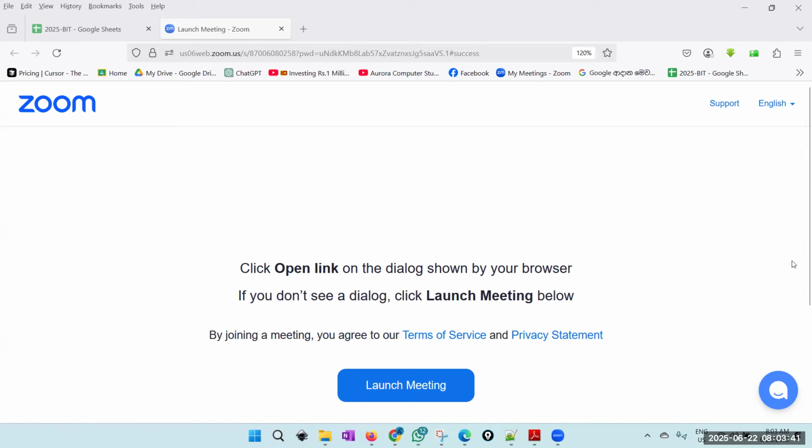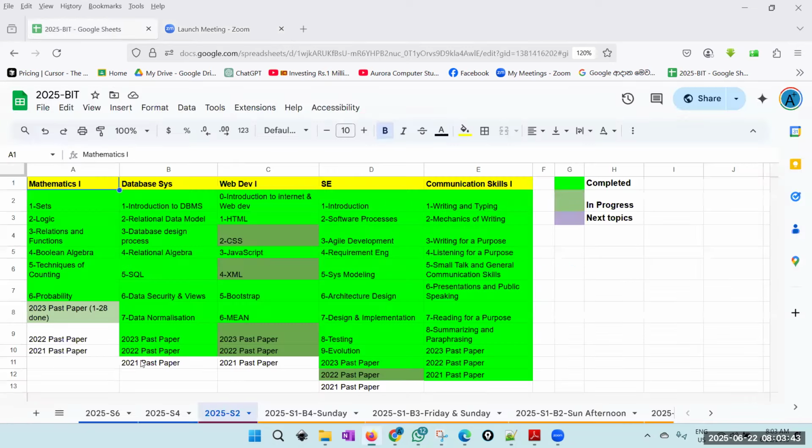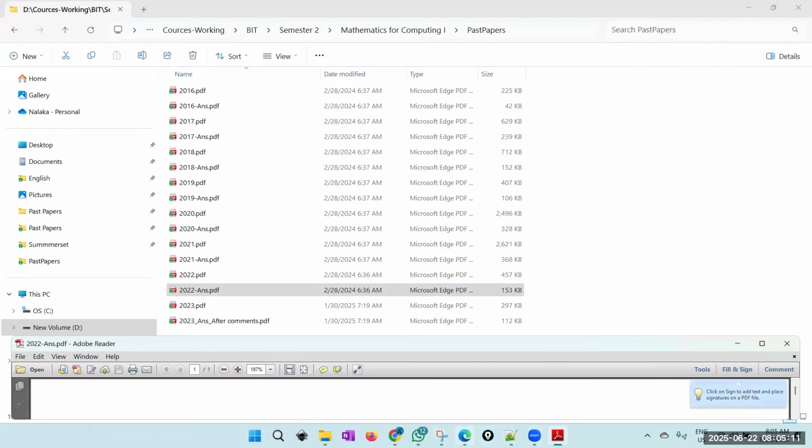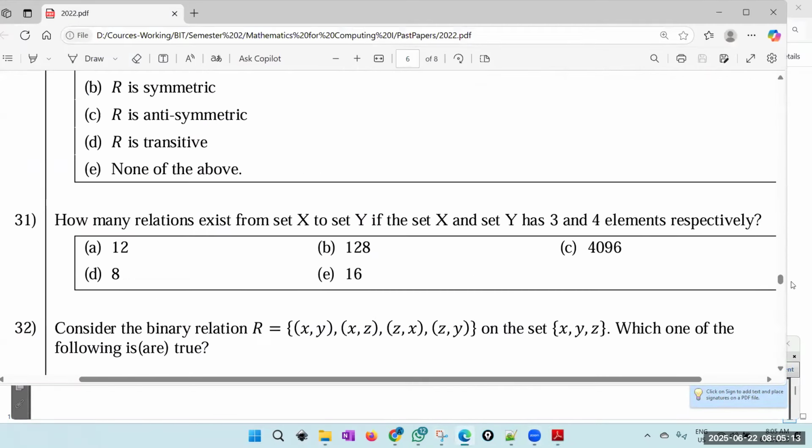Okay, so last time we did the 2023 paper, we did up to question 28. So today we are going to do the 2022 paper first, then at the end of the 2022 paper, we'll come back and do the rest of the 2023 paper so that we can start from fresh. Right, so let's move on to question number one.